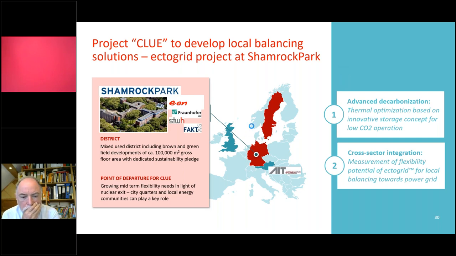Based on this, the project has two main scope items. First, thermal optimization of the energy system itself based on an innovative storage concept. Key aim here is to use as much as possible the balancing energy I was talking about to limit active generation and to also push forward radical decarbonization. Second, after this internal optimization is carried out, there is still residual flexibility potential that can be used for local balancing of the power grid. And this is exactly what we want to find out and measure in Clue. Next slide, please.